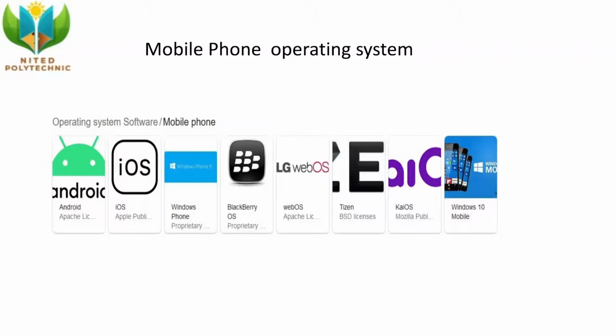We have Android, we have Apple called iOS operating system, we have Windows Phone operating system, BlackBerry operating system. I'm not sure if BlackBerry is still in existence. LG Web operating system, Tizen operating system, KaiOS operating system. So there are so many other phones coming on board. They also have their own operating system. So this is what I want you to be aware of.